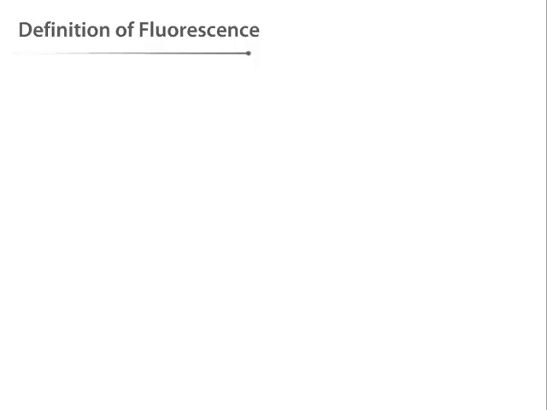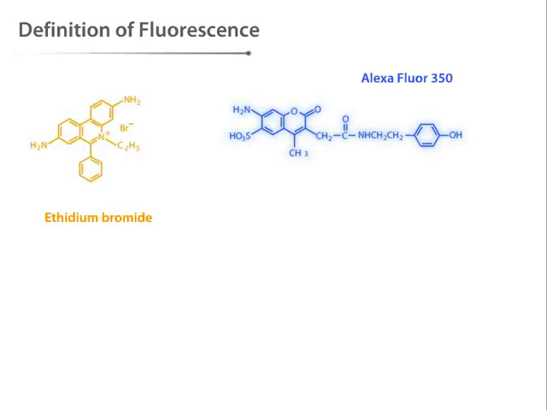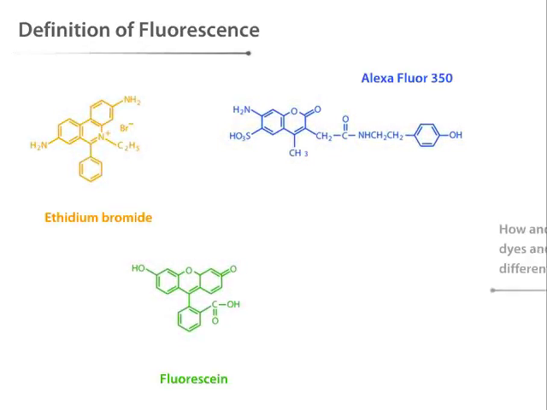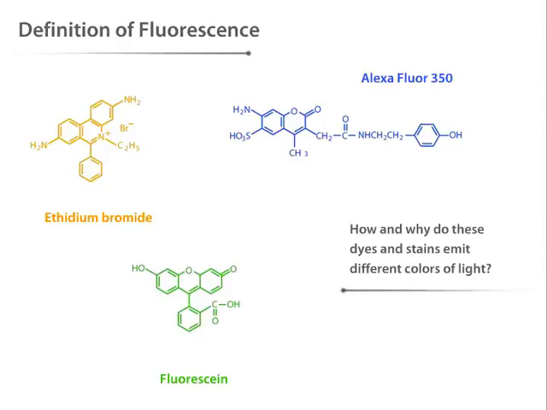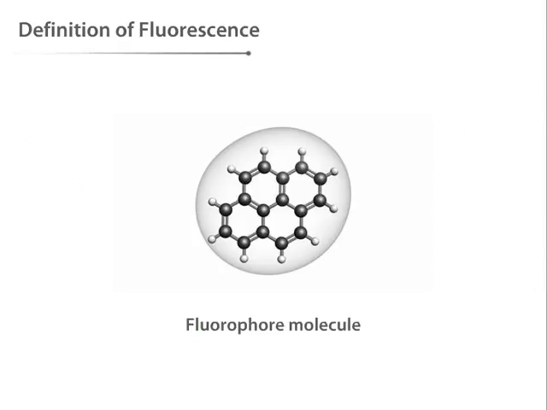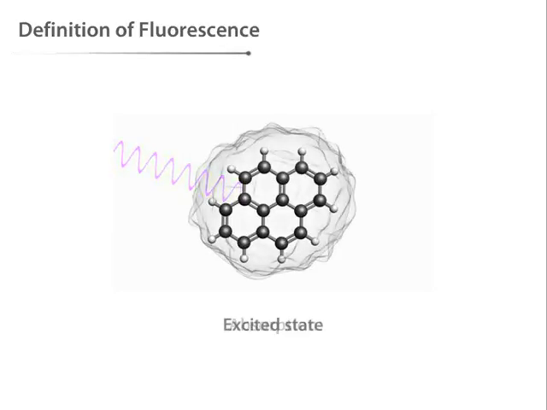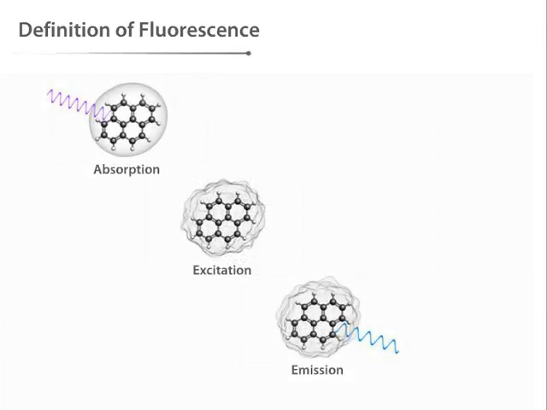Examples of some widely used fluorescent dyes are ethidium bromide, Alexa Fluor dyes, and fluorescein. How and why do these dyes and stains emit different colors of light? Some molecules are capable of being excited via absorption of light energy to a higher energy state, also called an excited state. The energy of the excited state, which cannot be sustained for long, decays or decreases, resulting in the emission of light energy. This process is called fluorescence.